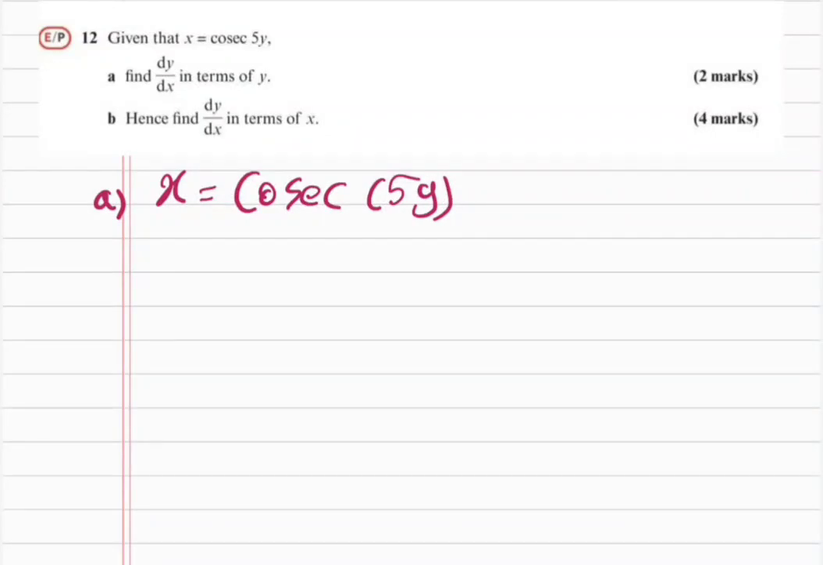Hi everyone, this video is on exercise 9F question 12. So we have this trigonometric function, x is equal to cosec 5y, and we want to find the derivative in terms of y in part A.